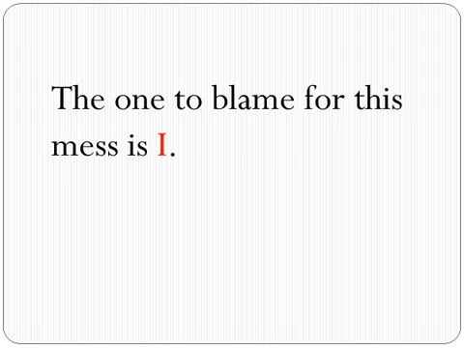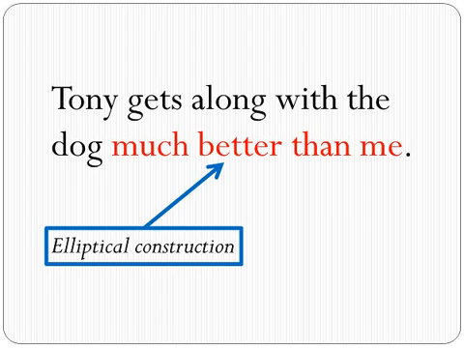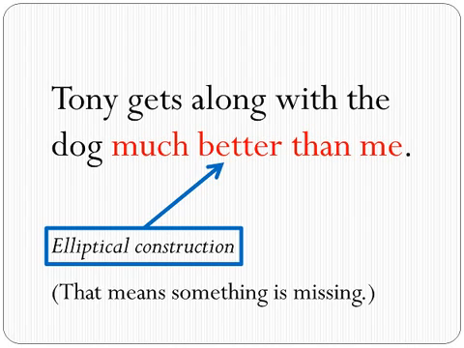Now let's take a look at another scenario. Tony gets along with the dog much better than me. So is this sentence correct or not? The answer is yes, it is. And no, it isn't. In all actuality, it depends on what the writer is trying to say. Focus on this part of the sentence, much better than me. Now this is known as an elliptical construction. And just so you know, that word elliptical means that something is missing, something has been left out. Whether this sentence is correct or incorrect depends very much on what the writer has left out.